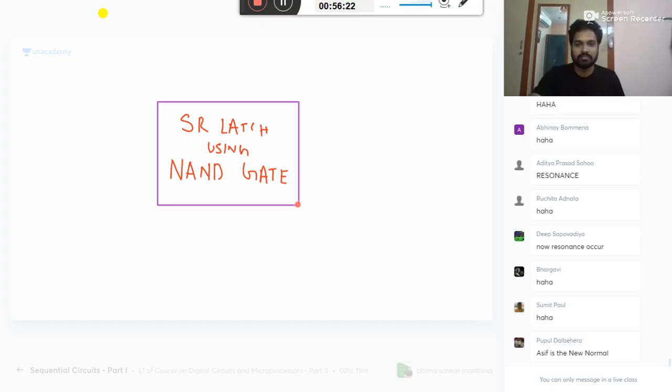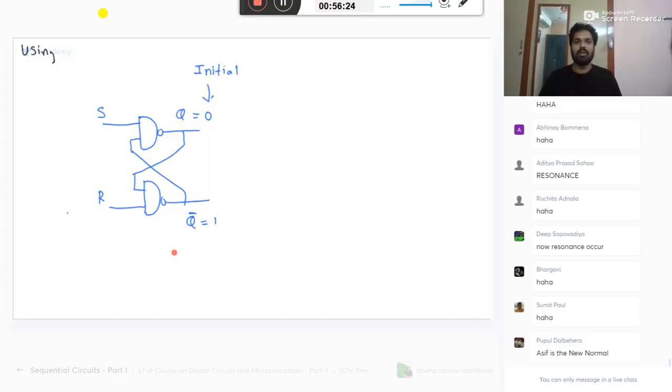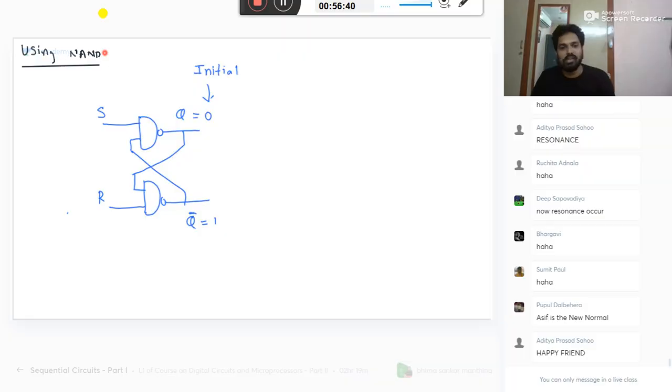Okay, let's go. So using our second friend, the NAND gate. Okay, let's start the analysis. Listen. Here you observe, I took S in the top, R in the bottom. S in the top, R in the bottom.